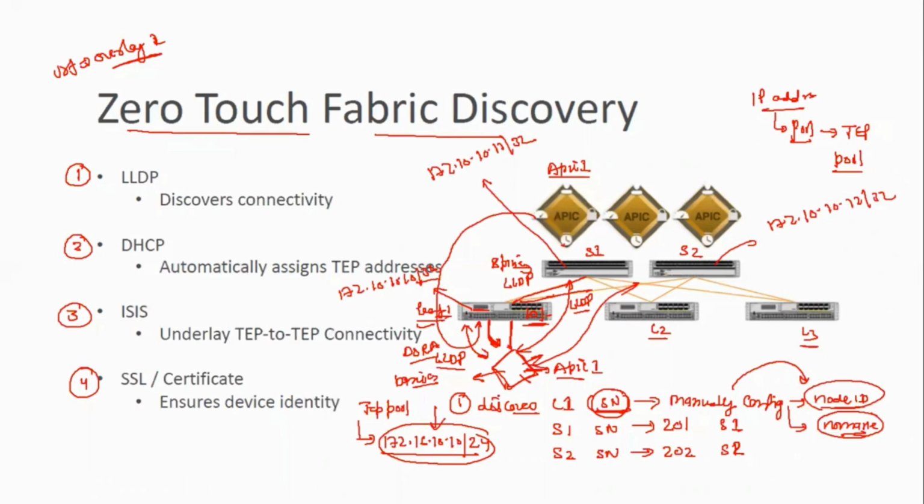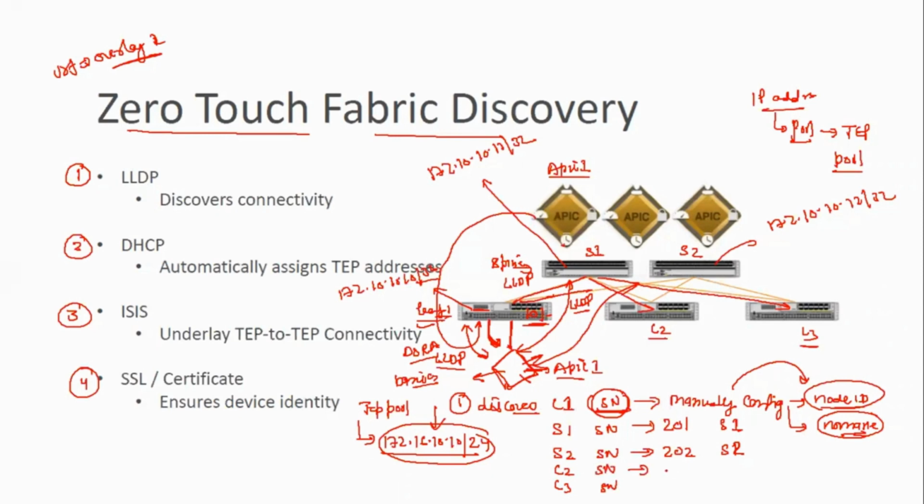The left part will be leaf 2 and leaf 3. Then the LLDP process between L2 and this L3 will happen, and in the same way its serial number information will be discovered by the controller.